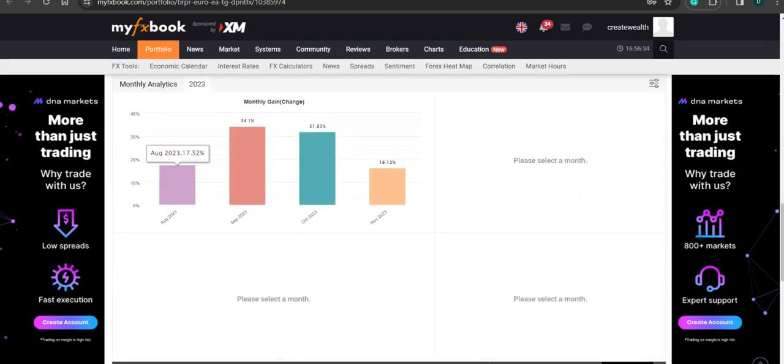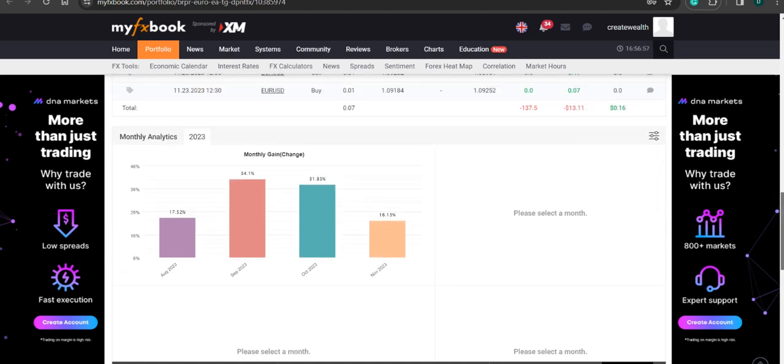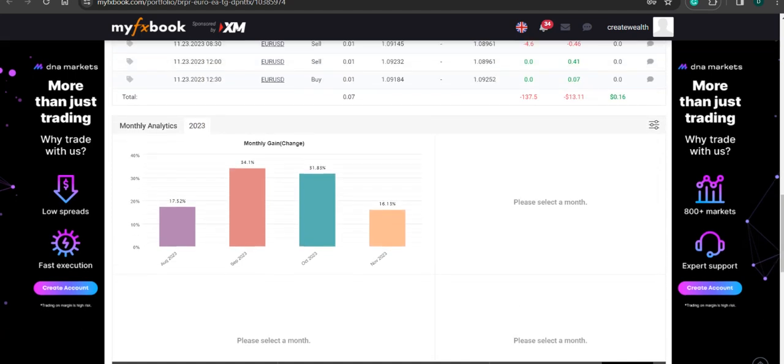In August it was 17.5%, in September it was 34.1%, in October it was 31.83%, and in November it was 16.13%. Just because there were hugely volatile movements in the market, the EA did not increase the lot size, so the trades got held for a couple of days. This happens sometimes. This is a plus point and minus point of martingale.